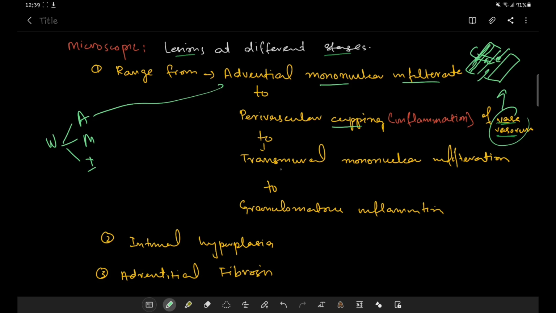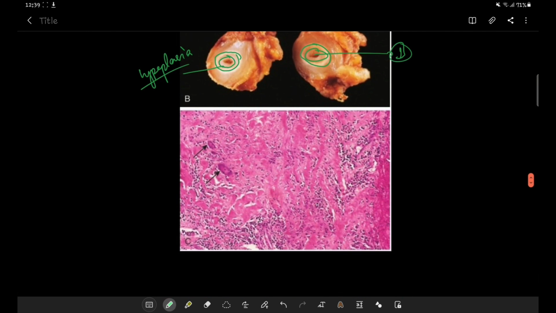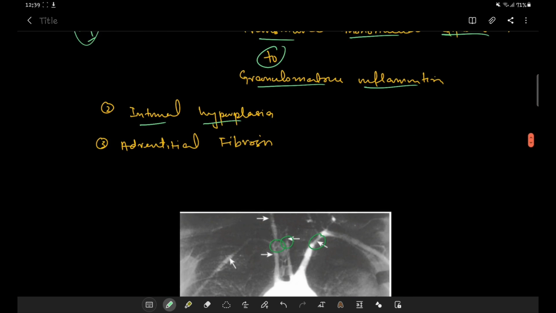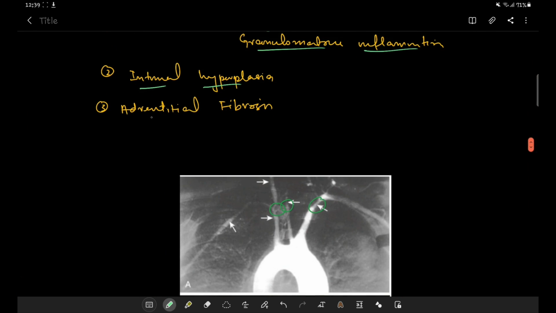There can also be transmural mononuclear infiltration throughout the wall of the blood vessels, and it can lead to the ultimate stage of the granulomatous inflammation, which is characterized by the giant cells. As you can see, these are the giant cells, etc. There is also intimal hyperplasia. As I have shown to you, this is the intimal hyperplasia, and there is adventitial fibrosis if the inflammation is healed by fibrosis.